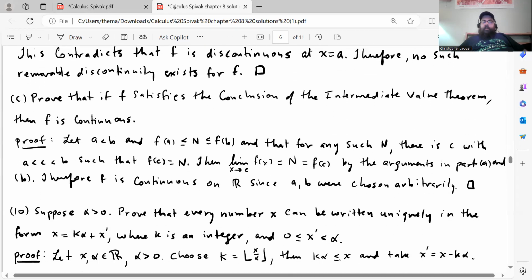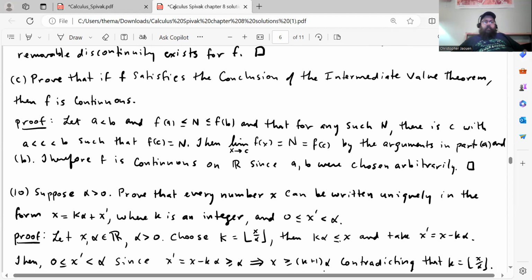Okay, this is a third part here. Prove that if f satisfies the conclusion of the intermediate value theorem, then f is continuous. So let's do that here. Here's the proof. Let a be less than b and f of a less than or equal to n less than or equal to f of b, and that for any such n, there's a c with a less than c less than b, such that f of c is equal to n.